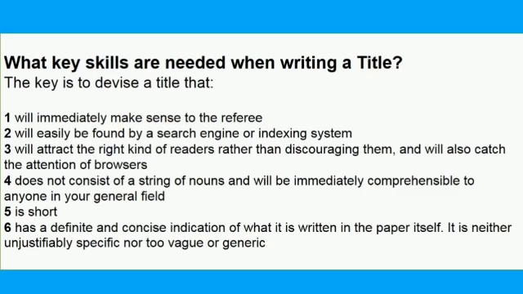Number four, doesn't consist of a string of nouns and will be immediately comprehensible to anyone in your general field. Number five, is short. Number six, has a definite and concise indication of what is written in the paper itself. It's neither unjustifiably specific nor too vague or generic.